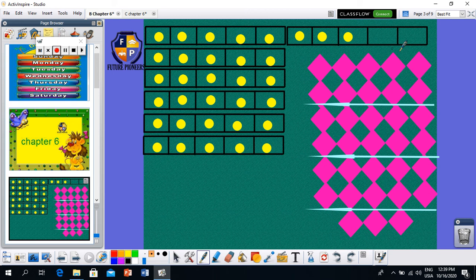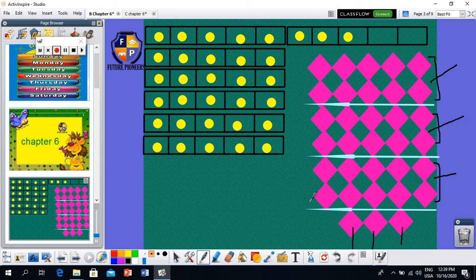So now, how many diamonds do we have? 1, 2, 3, 4, 5, 6, 7, 8, 9, 10. Here I have a group of 10, another group of 10, and another group of 10. So how many tens do we have? 10, 20, 30. Don't forget we have 3 extra diamonds. After 30, 31, 32, and 33.